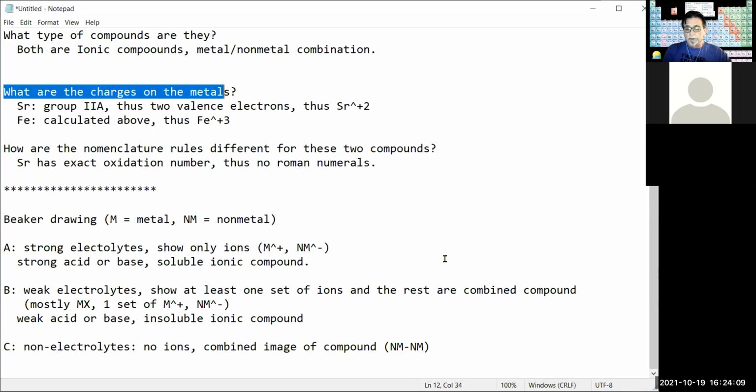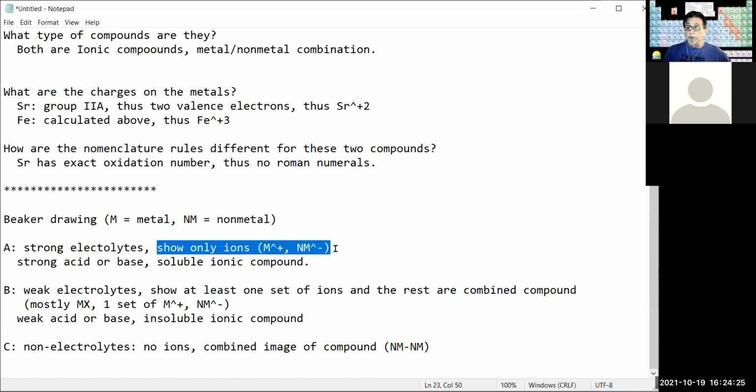Okay, and so for strong electrolytes, when we write these ions in solution, that's all we have. We show only the ions for whatever these compounds are starting off with. Now, what are these? Well, for example, a strong acid, a strong base, or any soluble ionic compound. All three of those dissociate 100% in an aqueous solution.